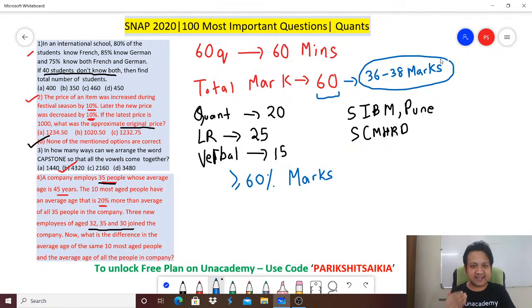So to get 36 marks, probably you'd want to attempt around 40 questions. If you are able to attempt around 40 questions and end up with a net score of 36, that should be fine. Why am I saying 40? I'm assuming that 4, 5, 6 questions will go wrong, especially from the verbal section, which asks which of these will strengthen the argument, will weaken the argument. Such questions you can never be sure about, right?